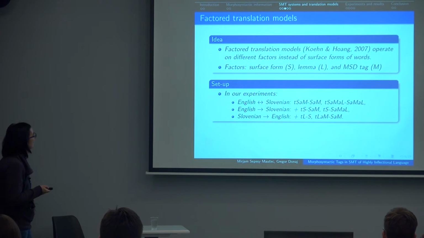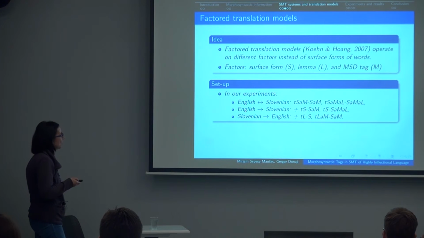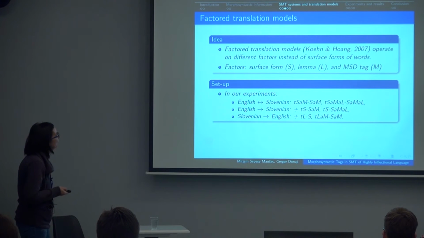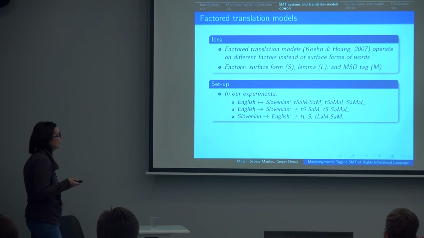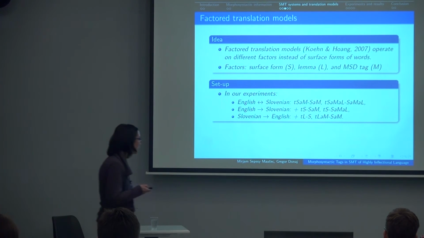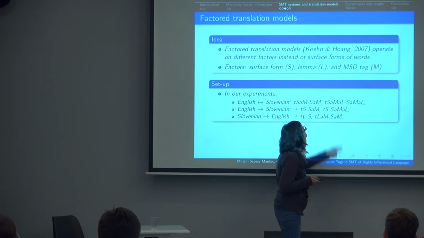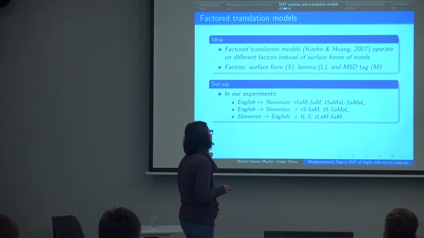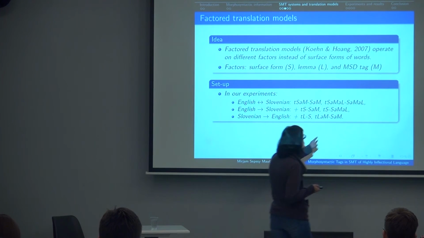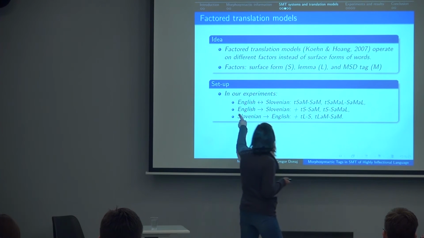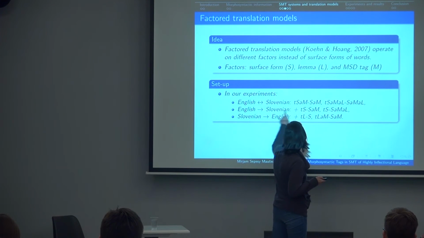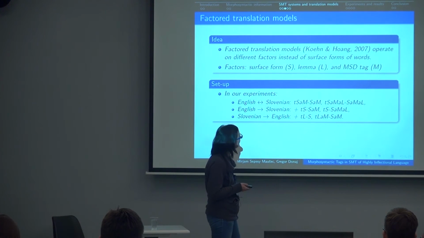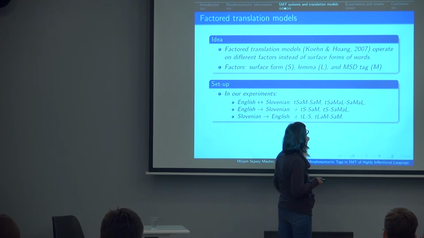In the first set, we decided to use, for translation in both directions, from English to Slovenian and from Slovenian to English, 2 different types of translation model. The first one is where on the source and on the target side surface form and MSD tags were used. This is this one. And in the second experiment, we add lemma as an additional factor on both sides, source and target. And for translation from English to Slovenian, we try also a system where on the source side, the English side, only surface form was used, and on the target side, surface form and MSD tag.